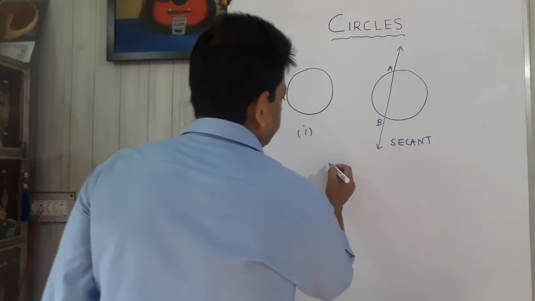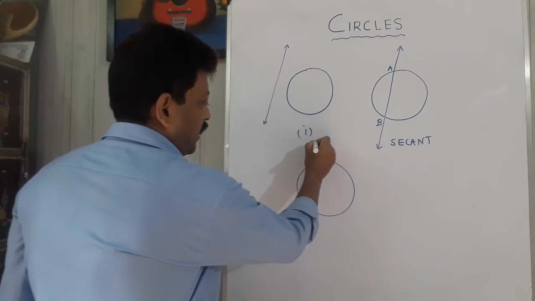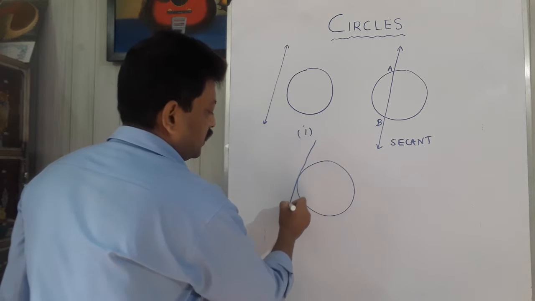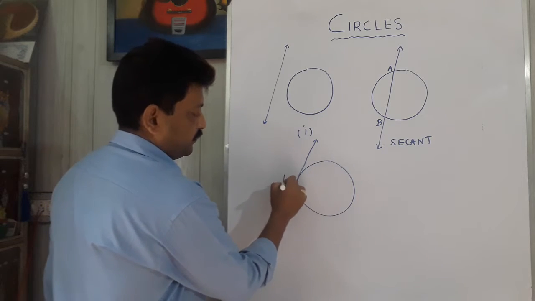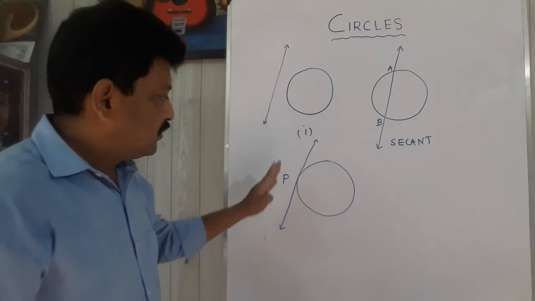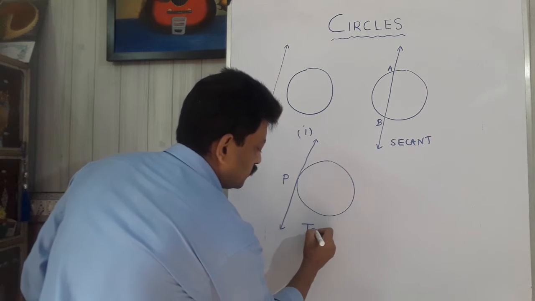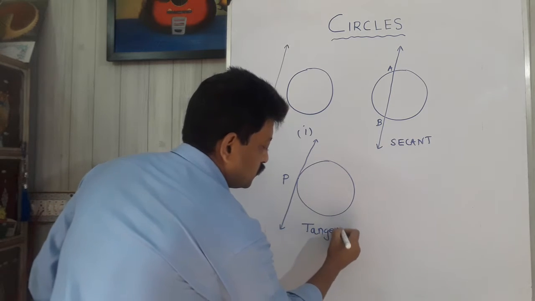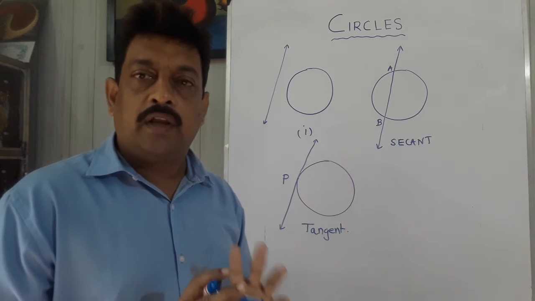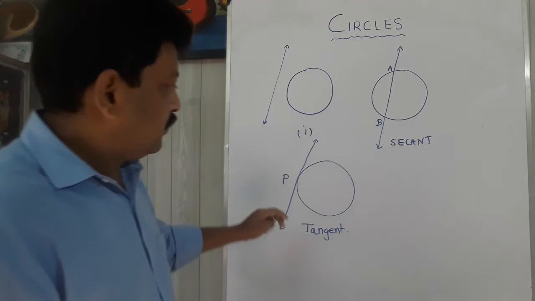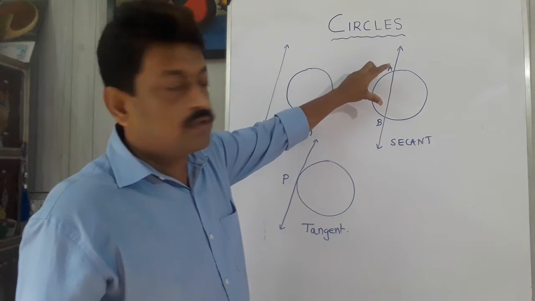Now the third situation: a circle is there and a line is passing through the circle, just touching the circle at only one point P. In this case, this line is known as the tangent. So here we are going to learn about tangent and its properties. So consider these two situations. A and B are the points of intersection.